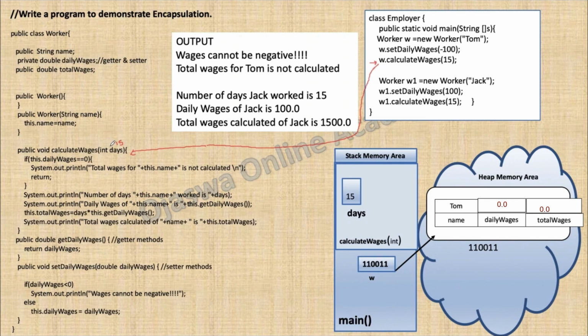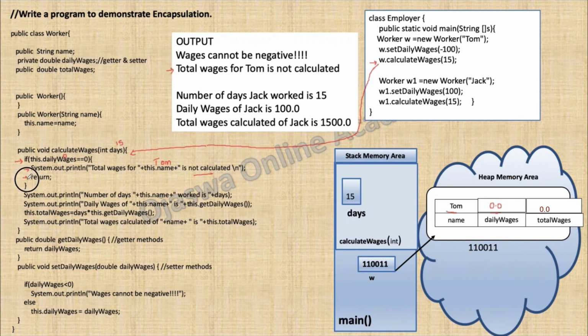So if the value for daily wages is not set by the employer, we just don't want to calculate it further. Hence, we are checking whether the value is 0 or more. If this.dailyWages equals 0, now the value for daily wages is 0. So 0 equals 0, condition is true. Hence, the if block will execute and it will print "Total wages for Tom, because this.name is Tom, is not calculated," and this will be printed to the console.